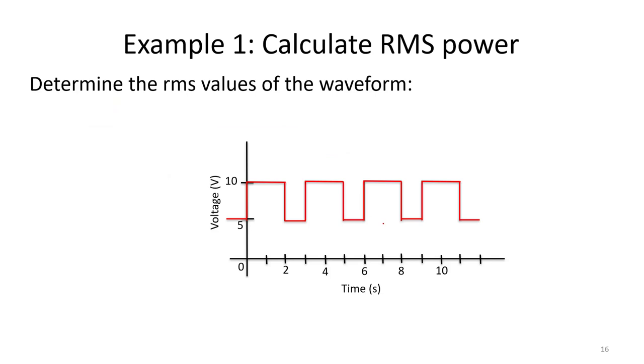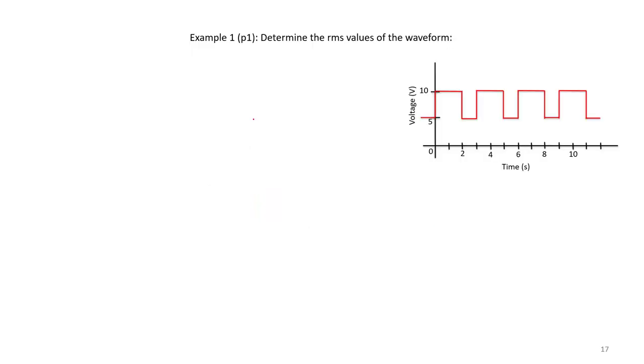Let's go ahead and try a couple examples of calculating RMS power. In this first example, we're given this sort of square wave looking signal, and we want to find the RMS value. In this case, since it's voltage, we'll find the RMS voltage of the waveform. This waveform is a periodic signal, but it is not sinusoidal. So since it's not sinusoidal, we can't use that nice shortcut. To find the RMS voltage, we have to use that equation with the integral.